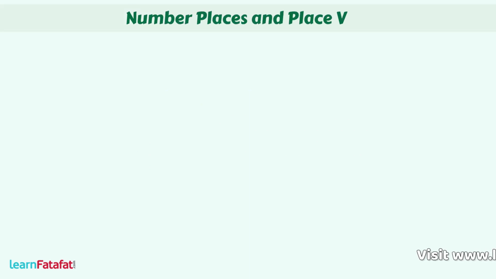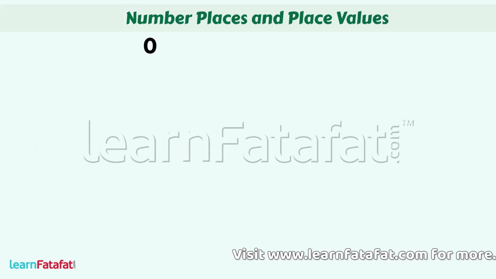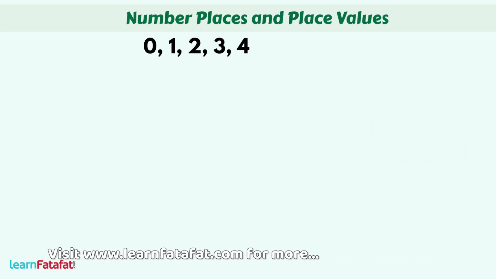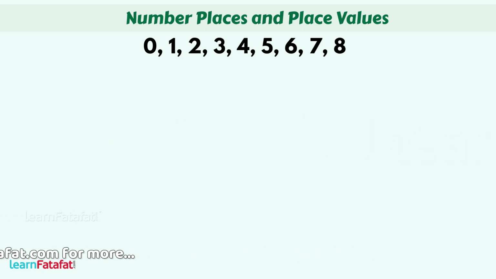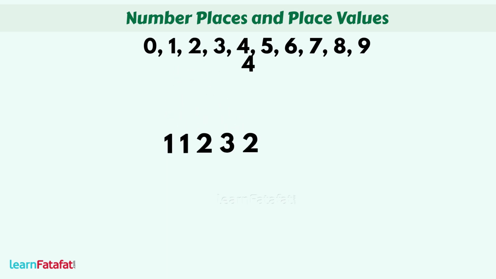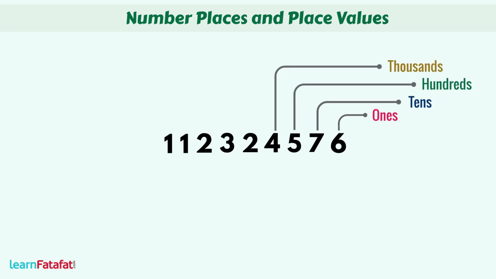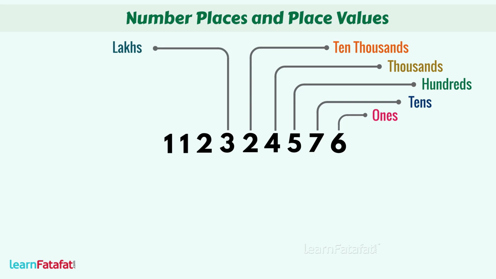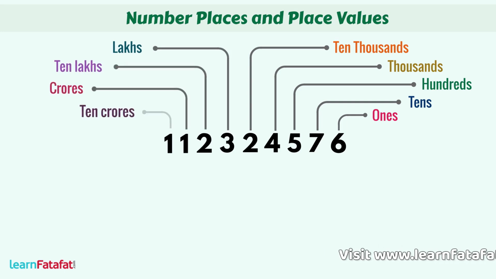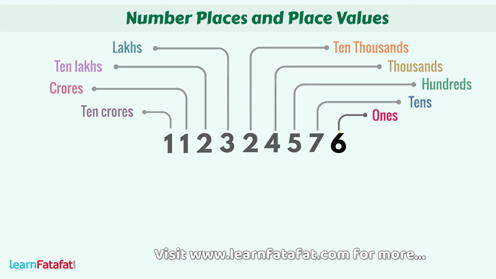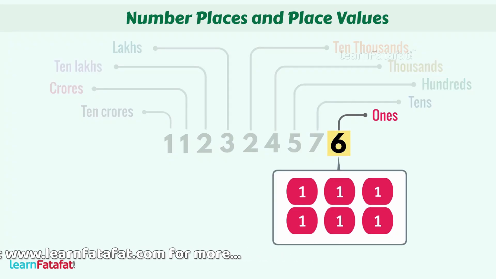Number places and place values. The 10 symbols 0, 1, 2, 3, 4, 5, 6, 7, 8 or 9 are used to form all numbers. We use one or more digits to write a number. Digits are given places such as ones, tens, hundreds, thousands, 10,000s, lakhs, 10 lakhs, crores and 10 crores. A digit at ones place indicates the number of ones or units.